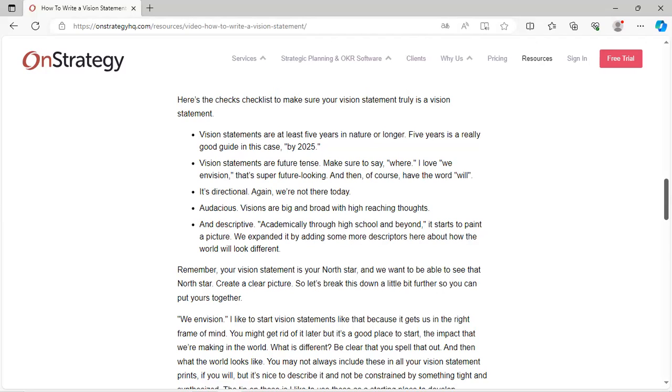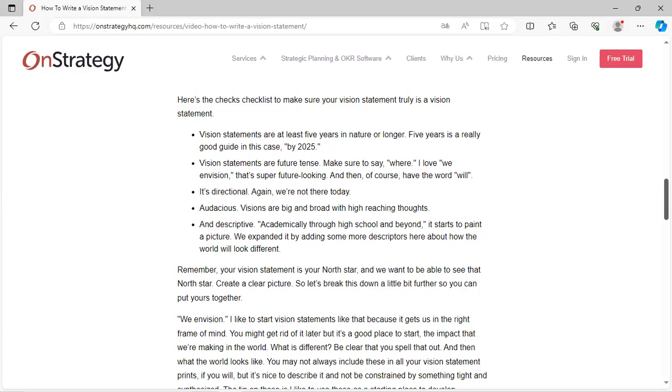Where I love, we envision. That's super future looking. And then of course, have the word will for the future, directional again. We're not there today. Audacious visions are big and broad with high reaching thoughts, and descriptive. It starts to paint a picture. We expanded it by adding some more descriptors here about how the world will look different.